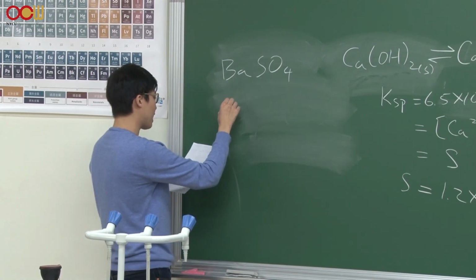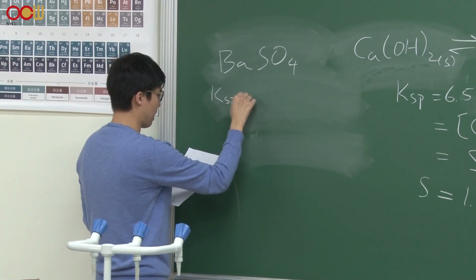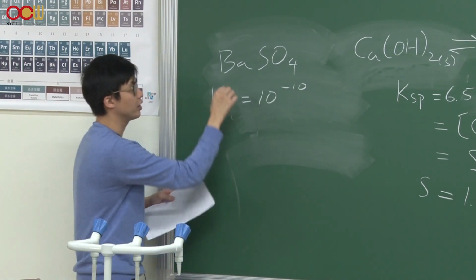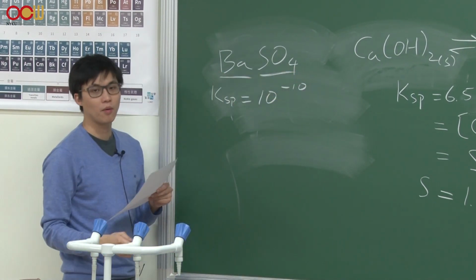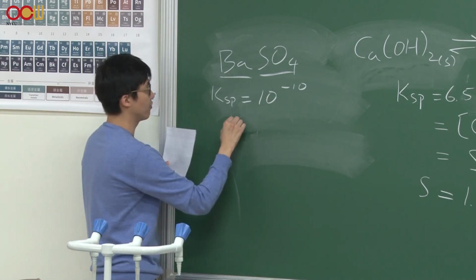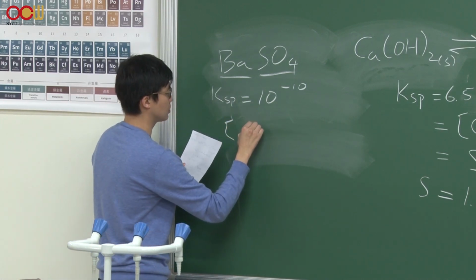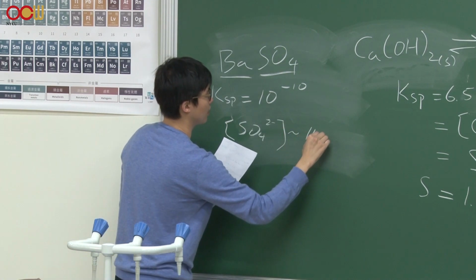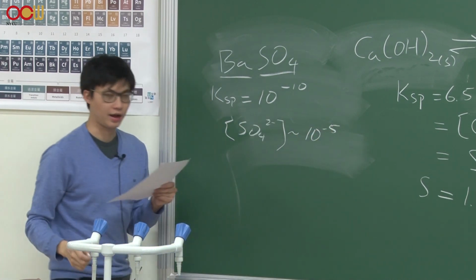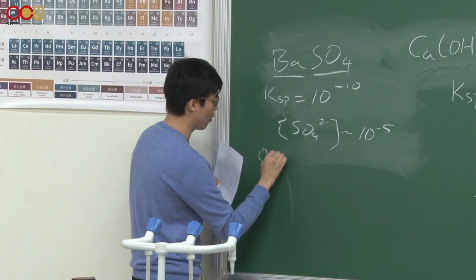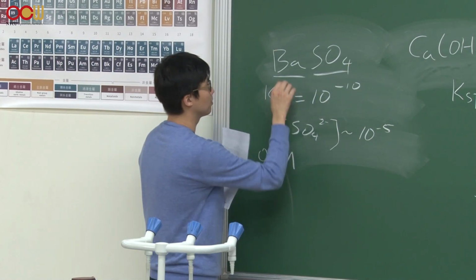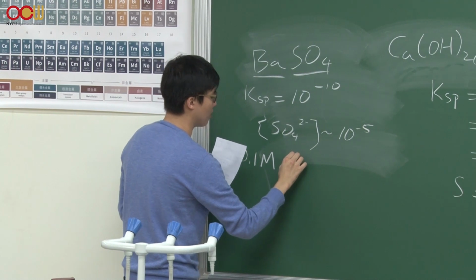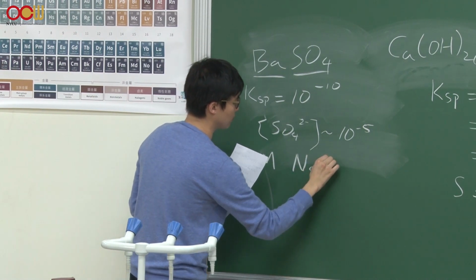If we look at its KSP, it's about 10 to the negative 10. And we know it forms 1 molar of each, so we can figure it out. Our concentration of sulfate would be about 10 to the negative 5. So what would happen if we put barium sulfate in 0.1 molar sodium sulfate?